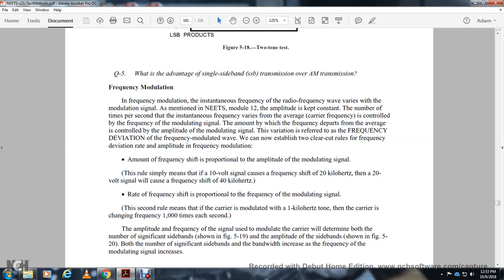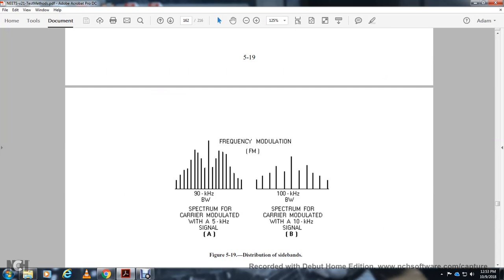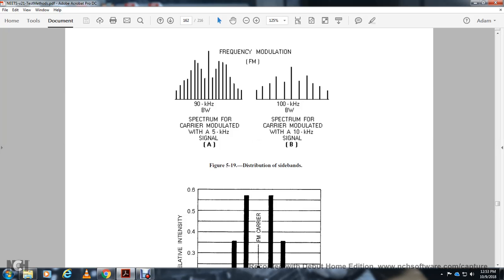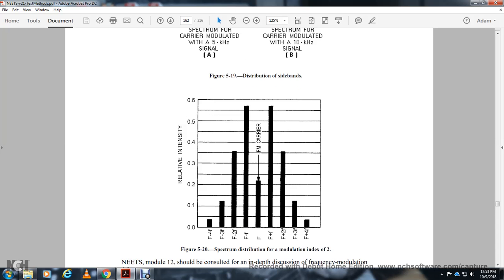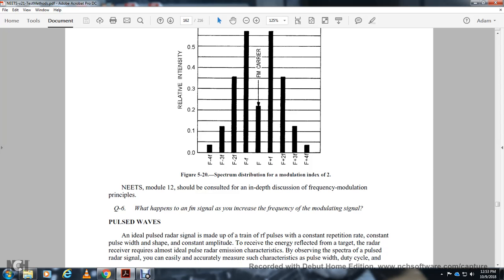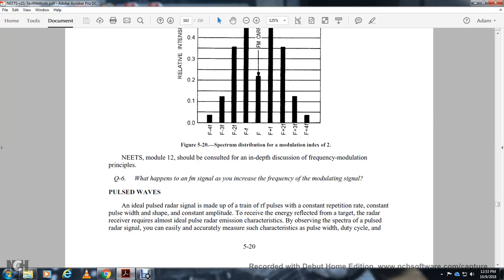Check the amplitude and frequency of the signal you modulate the carrier with to determine both the number of significant sidebands, figure 519, and the amplitude of the sidebands, shown in figure 520. The number of significant sidebands increases as the frequency of the modulating signal increases. Frequency modulation: a 90 kHz bandwidth spectrum is for a carrier modulated with a 5 kHz signal, and a 100 kHz bandwidth for a carrier modulated with a 10 kHz signal. The relative intensity of the spectrum lines depends on the modulation index. NEETS Module 12 should be consulted for an in-depth discussion of frequency modulation principles.